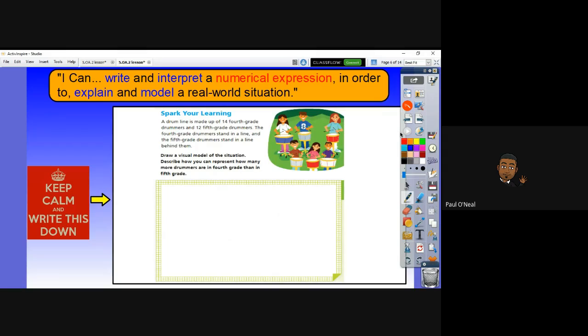I'm going to go ahead and read this, and you could just read it along with me. It simply says, a drum line is made up of 14 fourth grade drummers and 12 fifth grade drummers. The fourth grade drummers stand in a line, and the fifth grade drummers stand in a line behind them. All right, so before I start going ahead and solving anything, we have to make sense of what it is that we just read, okay?